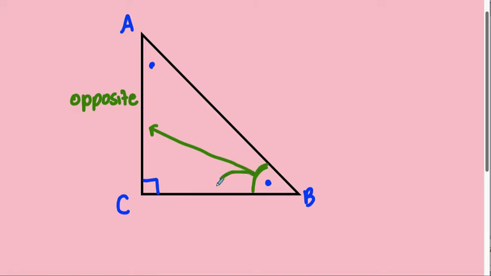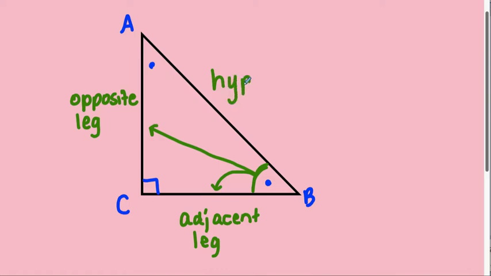So the adjacent leg would be the one right here on the bottom. So this would be the adjacent leg. So we have the opposite leg, we have the adjacent leg. And then we know that the side opposite the right angle is always the hypotenuse. I'm going to be referring to those sides a lot, okay?